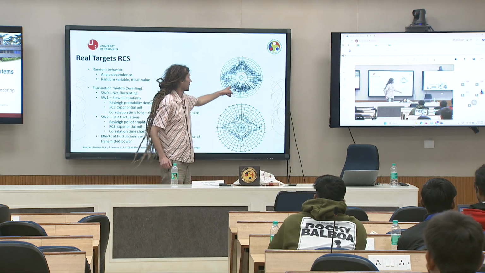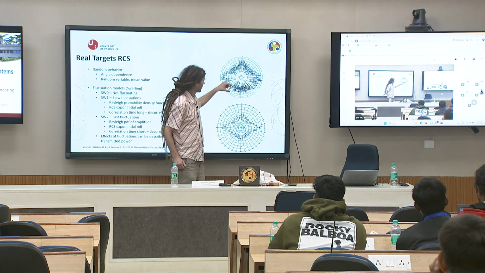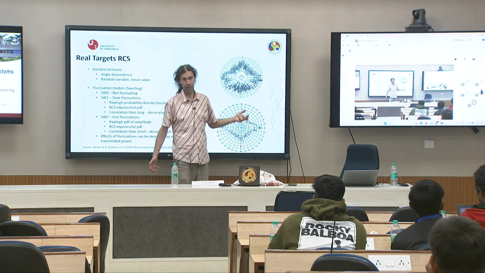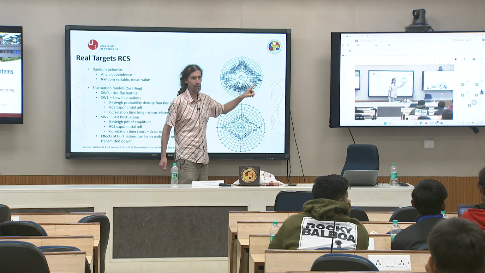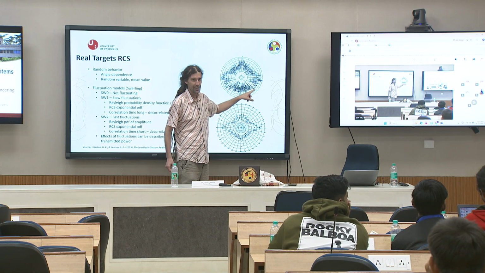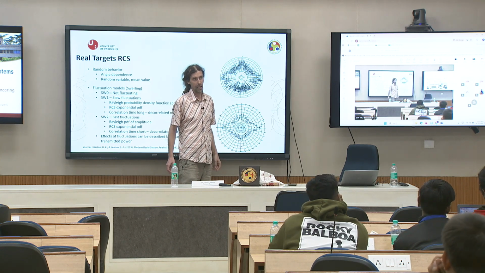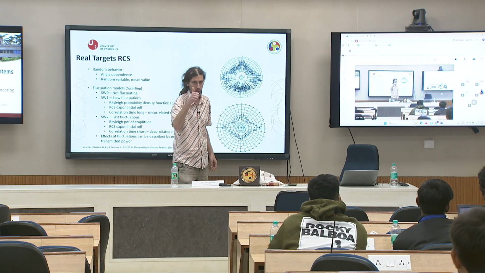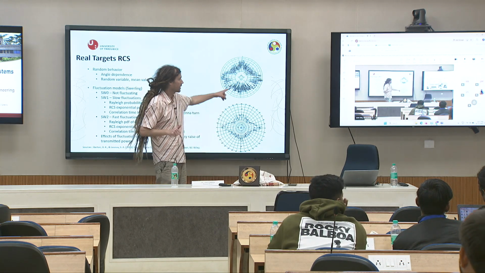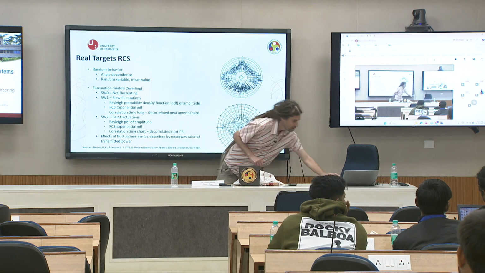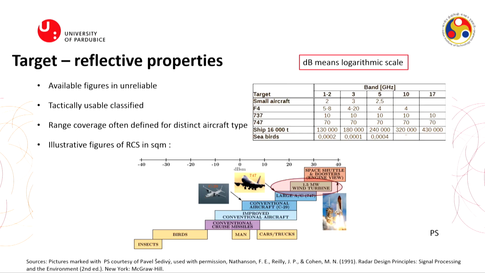And check reality. Okay, 5 square meters, but it is an average. It does not mean that it is true. So defining RCS by one single number is not good, because this is reality. Sorry, this is some average approximation.